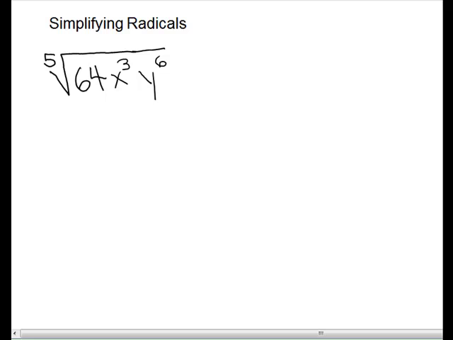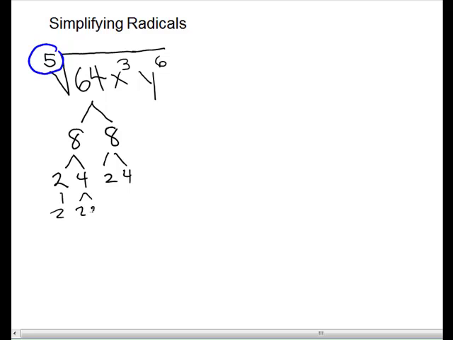This time we'll do a fifth root. A fifth root of 64x to the third y to the sixth. So 5 is our index. That means groups of 5 copies. So first we'll break to primes. For 64, I think of 8 times 8. And 8s we can keep going with 2 times 4 and 2 times 4. 2 is good. 4 will keep going. So we're going to have a lot of 2s here. 6 2s altogether. So we'll write it out.